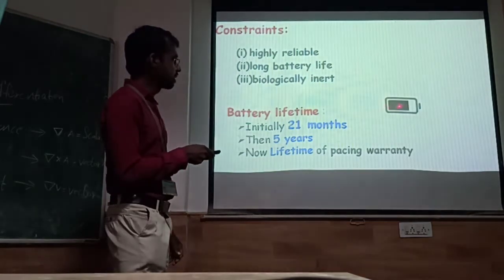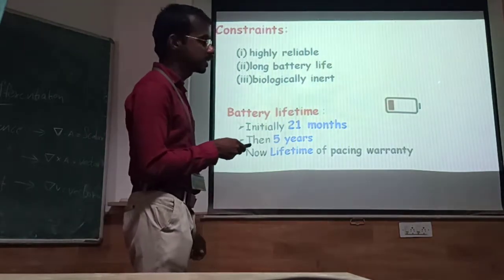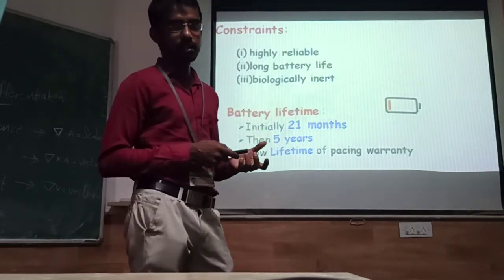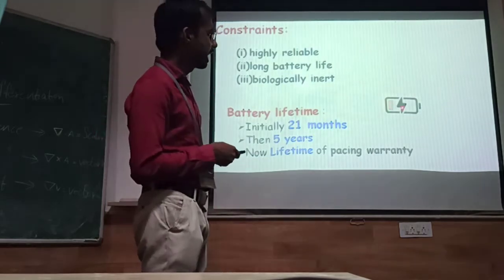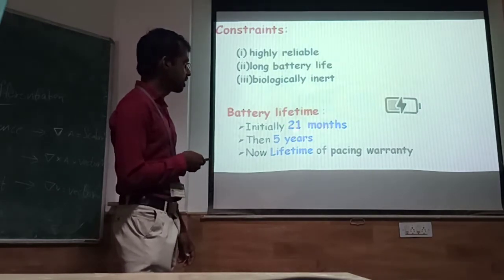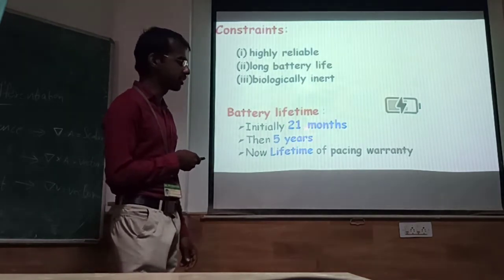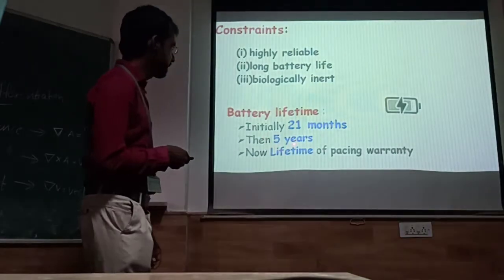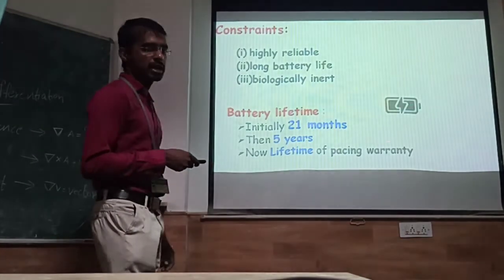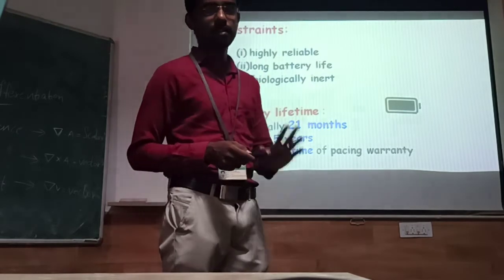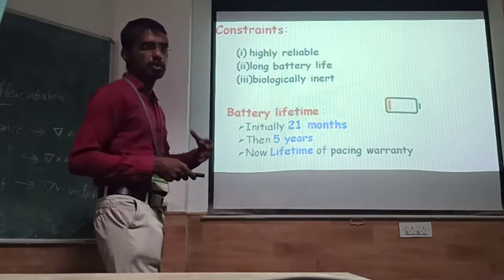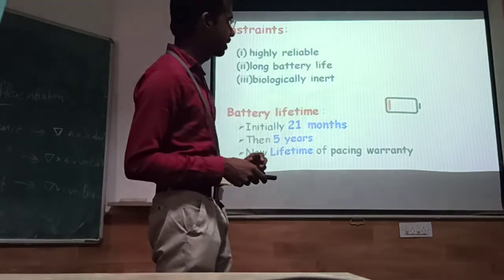The second one is battery life. You know that this is a mobile device which is placed inside the body. So it should run for years and years, right? It should not drain out after a few months or something like that. Initially the battery life was around 21 months, more than 1.5 years. Then people modified it and extended it up to 5 years. Nowadays the pacemaker's warranty is for lifetime. Lifetime means 15 years, like a life sentence. Even mobile plans go with lifetime. So it means 15 years. Once you place it, the battery lasts for 15 years. So that is the thing.